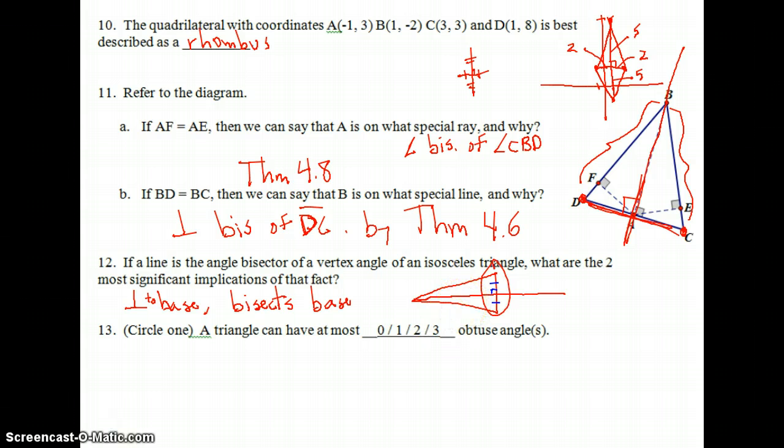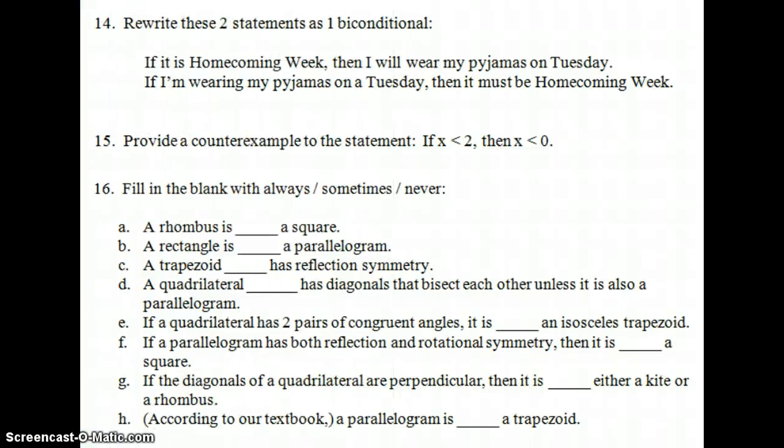Alright, a triangle can have how many obtuse angles? At most, one. If you got two, you got more than 180 degrees, and see you later, you're not a triangle. Am I going to get done with this in time? I don't think I am.